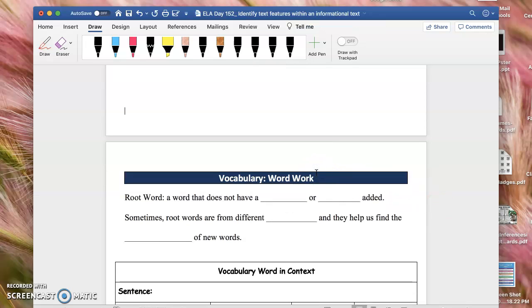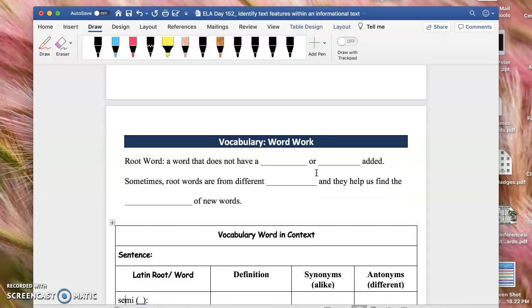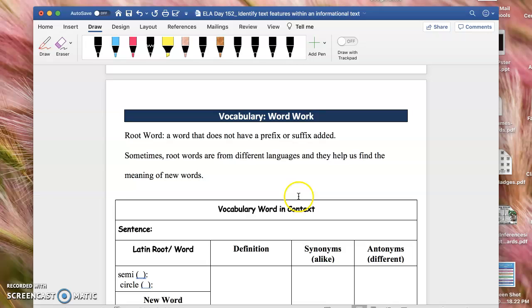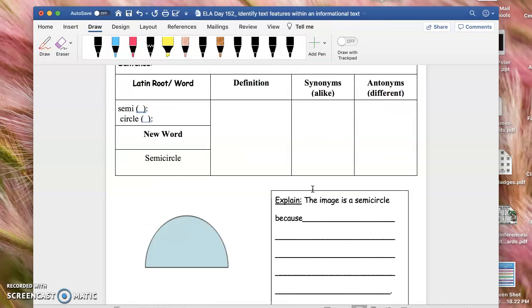You guys know that we've been working on roots. We've been working on Greek and Latin roots, and we're still doing that. A root word is a word that does not have a prefix or suffix added. Sometimes words come from different languages, and roots help us find the meaning of new words. Yesterday we talked about a word called antisocial, which means you're against being friendly with people or being around people. Today we have semi, our Latin root, and semi means half. And then our root word is circle.